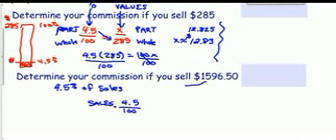Now, since my sales right now is not written as a fraction, when I write the sales here, I'm going to write it over 1 so I can see this as a multiplication of two fractions.